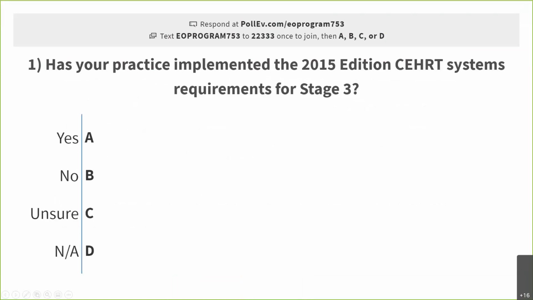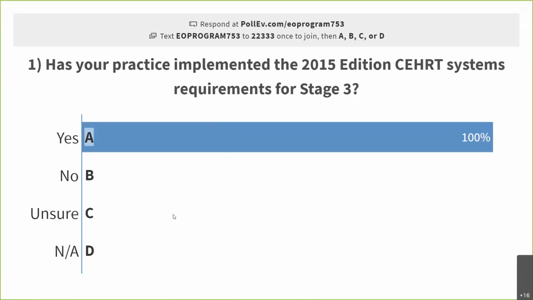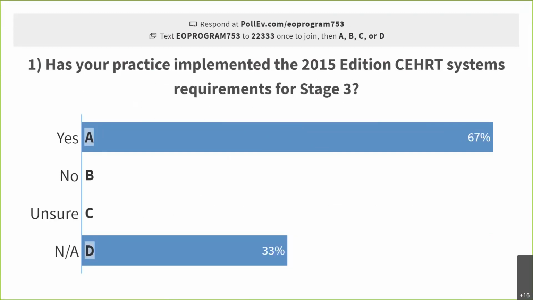Here is our first polling question, and we're just trying to gauge what each of the participants on this presentation understand and where they're at. Has your practice implemented the 2015 Edition CERT system requirement for stage 3? As you can see at the very top, you can use your web browser by going to pollev.com and responding with EO program 753, or you can use your cell phone and text EO program 753 to the number 22333. Then you'll just text A, B, C, or D: A for yes, B for no, C for unsure, and D for not applicable.